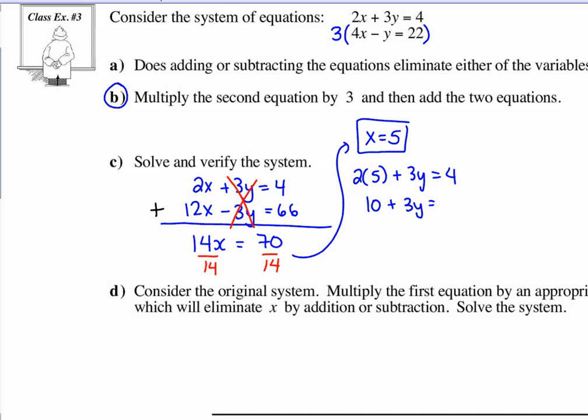And plus 3y equals 4. Next step. Minus 10. 3y equals negative 6. Y is negative 2. Divide both sides by 3.